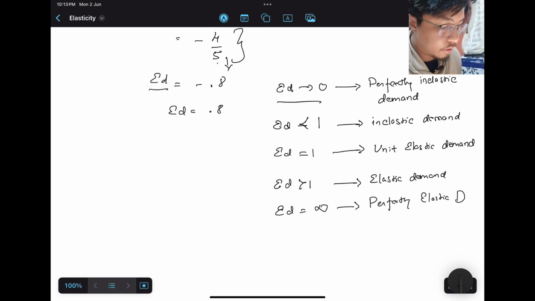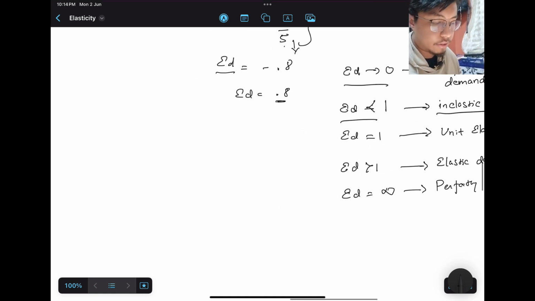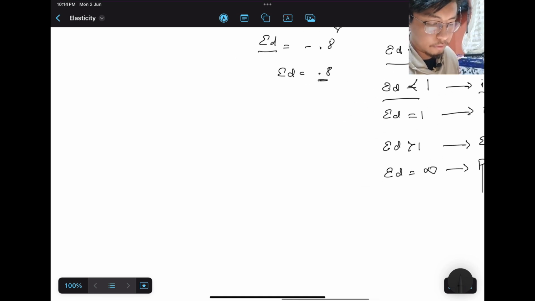Okay, so check our ED, it is 0.8. So 0.8 means ED is less than 1, less than 1 meaning it's an inelastic demand. Okay, now other thing is, see, look at this.